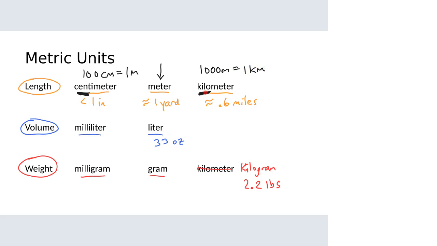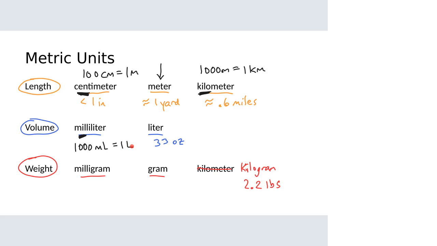And so kilo goes with 1,000, centi goes with 100. Smaller than the liter, milli also goes with 1,000. We couldn't call it a kiloliter because that would be bigger than a liter. So when it's smaller and the relationship is 1,000, we use milli. And so there would be 1,000 milliliters in 1 liter.